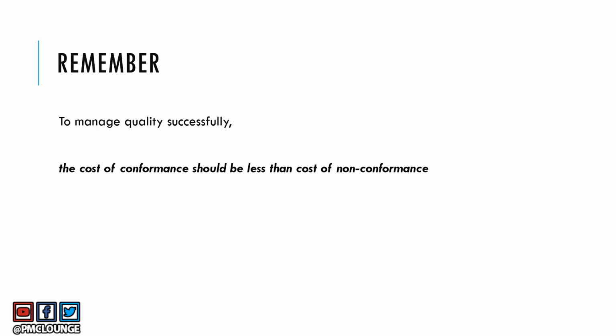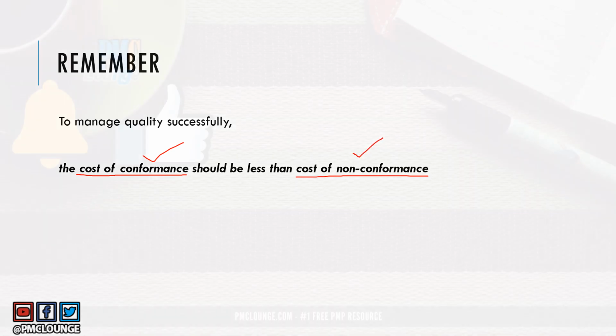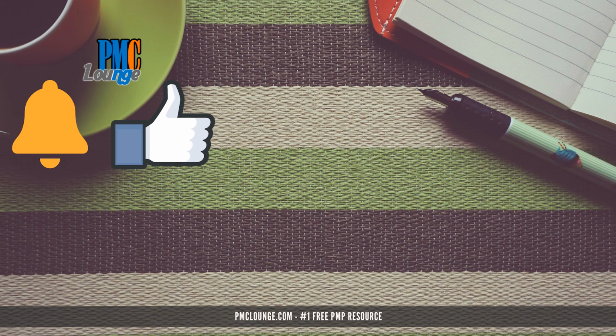Now, the one last thing that you should consider and remember always, and this is important from a PMP exam perspective as well, is that the cost of conformance should be less than the cost of non-conformance. As a project manager, your target should be to make sure that the cost of conformance is less than the cost of non-conformance. So that's all that we had in this video.